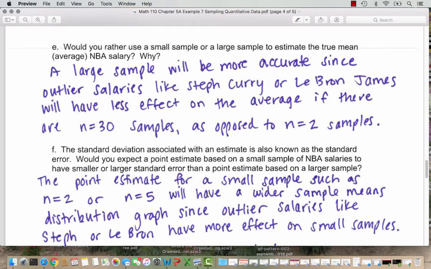Question E asks us, would you rather use a small sample or a large sample to estimate the true mean average NBA salary? A large sample will be more accurate since outlier salaries like Steph Curry or LeBron James will have less effect on the average if there are n equals 30 samples as opposed to n equals 2 samples. So if our sample size is 30 and you get Steph Curry or LeBron James in your random sample, they're going to get averaged with 29 other player salaries, and so their high salary is less influential.